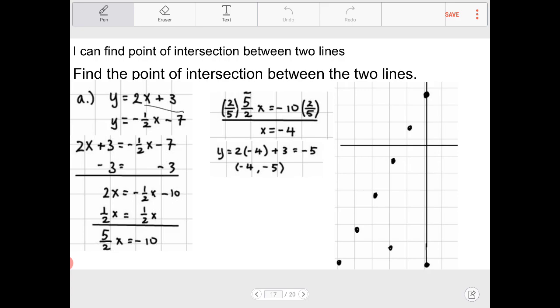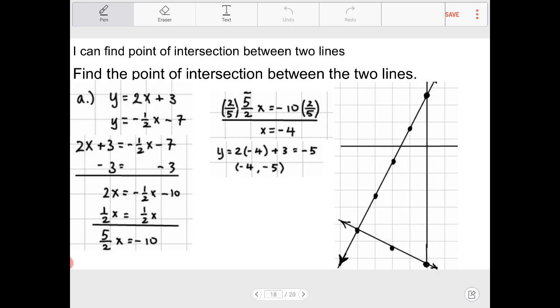And do the same thing with the bottom equation, which has a y-intercept of negative 7, count down 7, and then apply the slope of negative half. I end up with, again, the point of intersection over here, which is negative 4 comma negative 5.